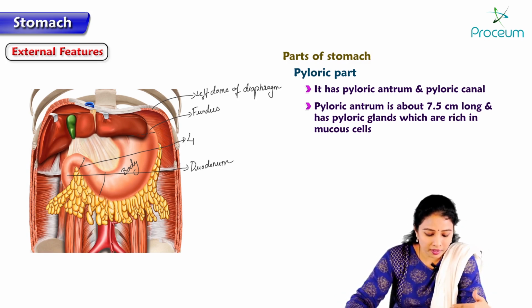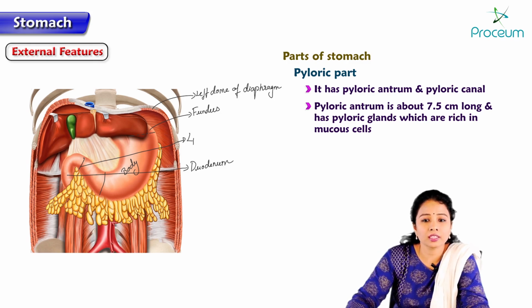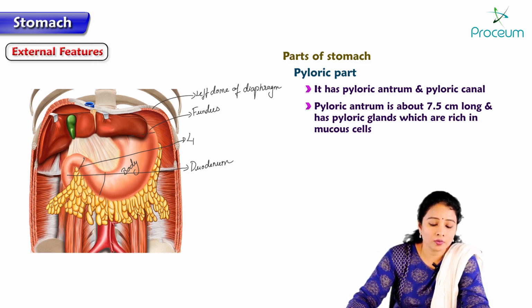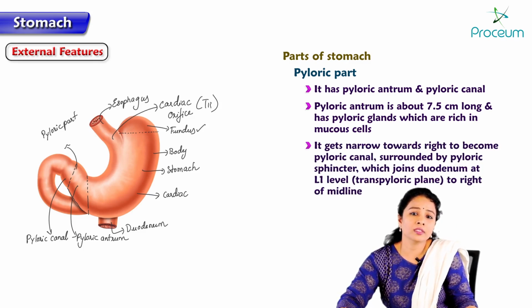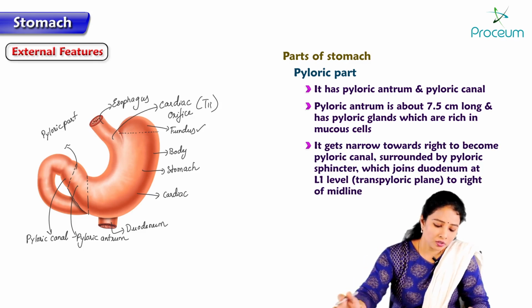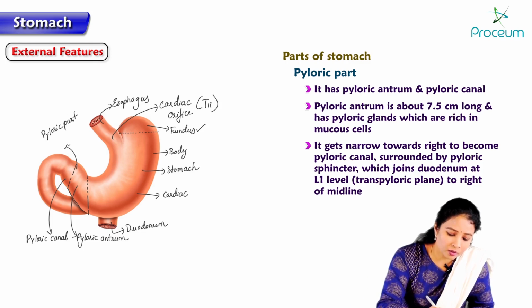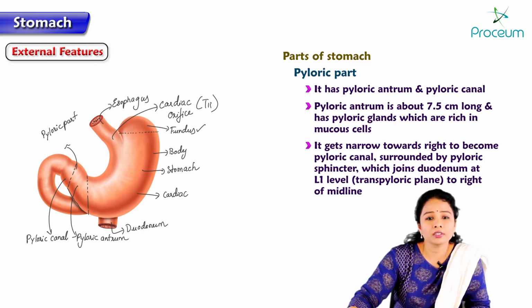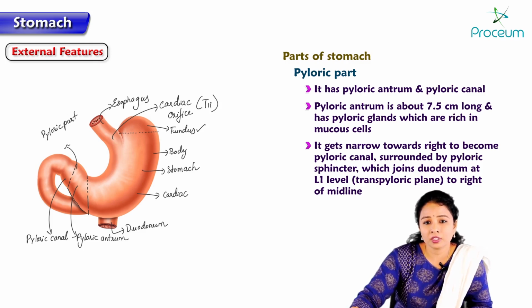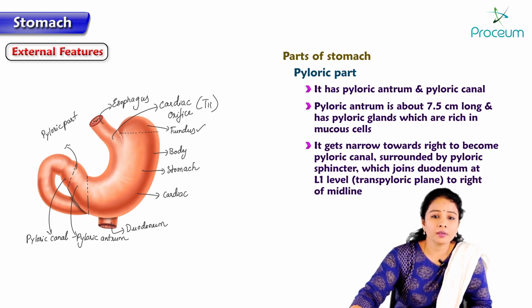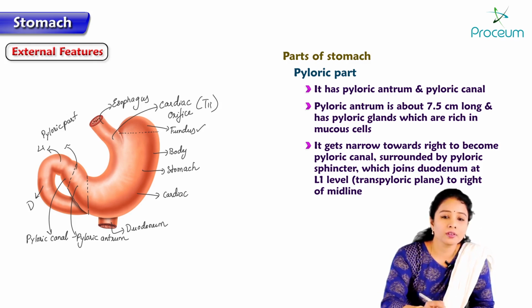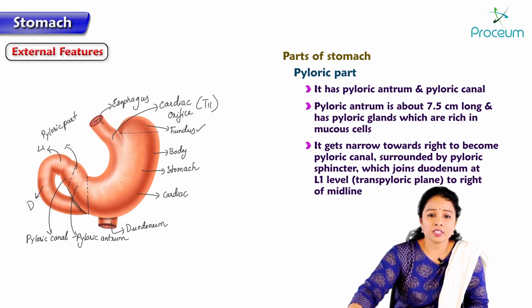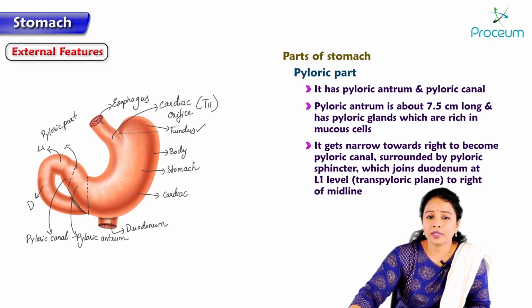The L1 vertebra is related to a plane called the transpyloric plane, to the right of the midline. The pyloric antrum narrows towards the right to become the pyloric canal. We can see the antrum narrowing to form the pyloric canal, which is surrounded by the pyloric sphincter, and which joins with the duodenum at the level of L1. Here is the duodenum, and it joins at the level of the L1 vertebra, which is related to the transpyloric plane to the right of the midline.